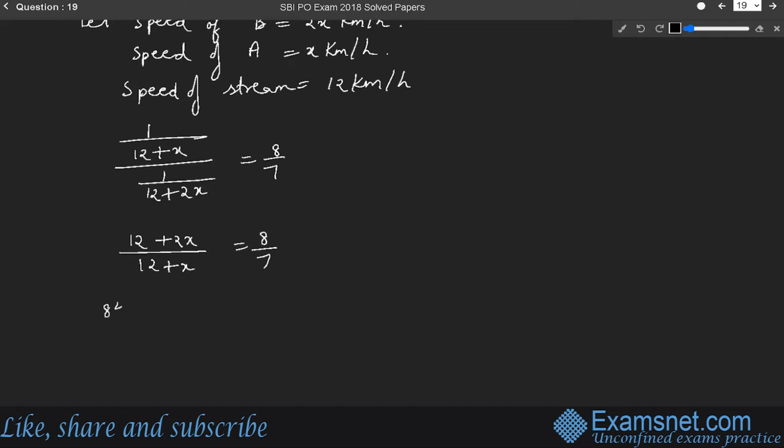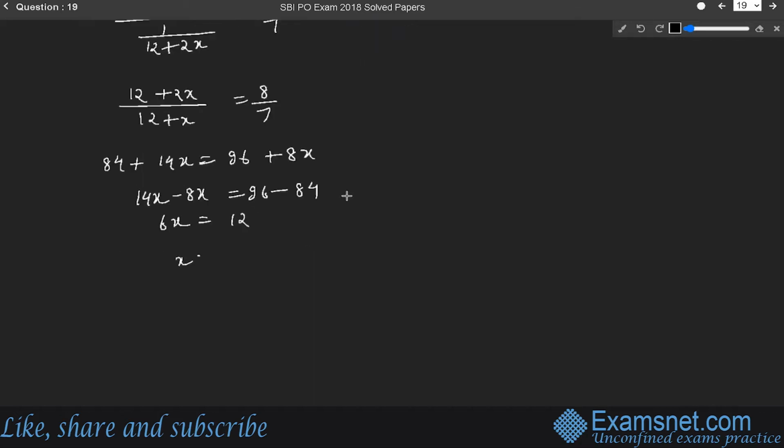So it will be 84 plus 14x is equal to 96 plus 8x. So 14x minus 8x is equal to 96 minus 84. So it will be 6x is equal to 12. So x will be equal to 12 upon 6, which is equal to 2. Therefore, we can say that the value of x is 2.